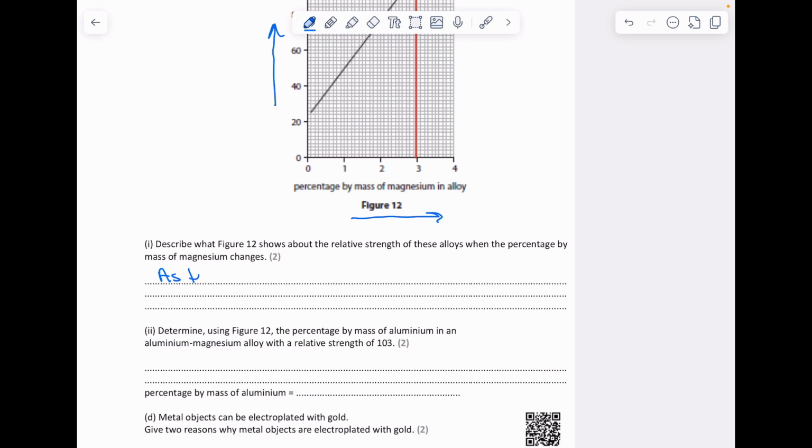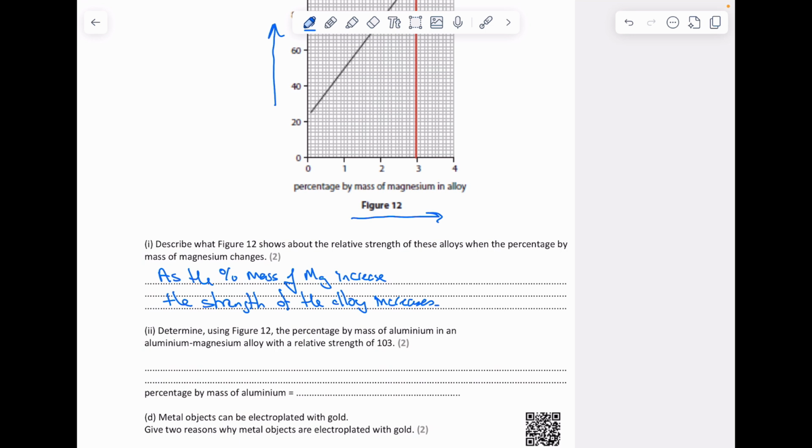So as the percentage mass of magnesium increases, that gets us 1 mark. The strength of the alloy increases.